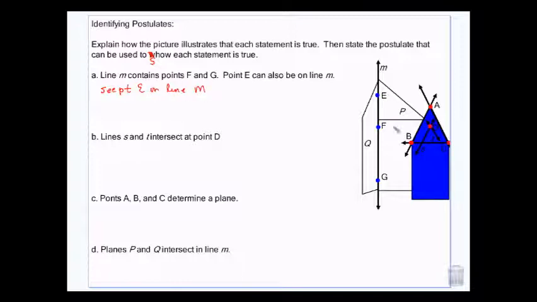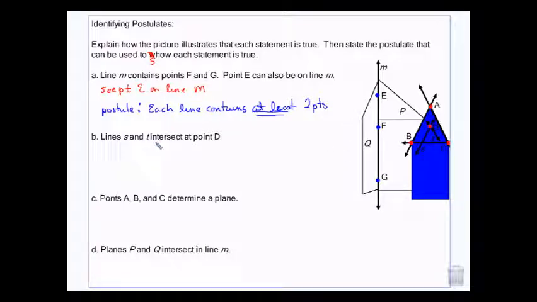And the postulate is that each line contains at least 2 points. But it contains more than that. So we can use that postulate to say that yes, point E can be on the same line, because the line has at least 2 points, not a maximum of 2 points, right?